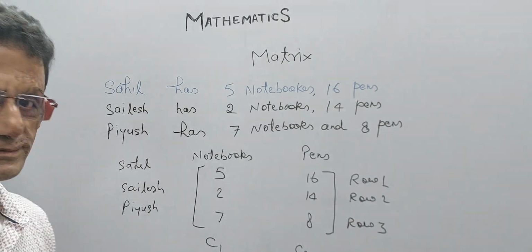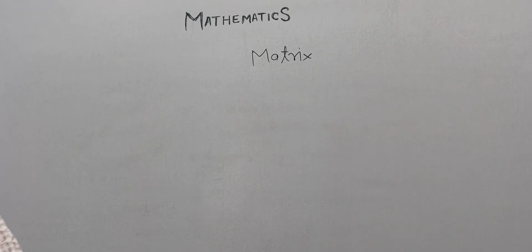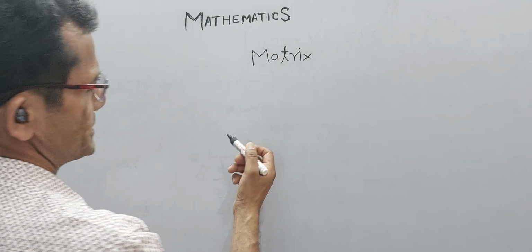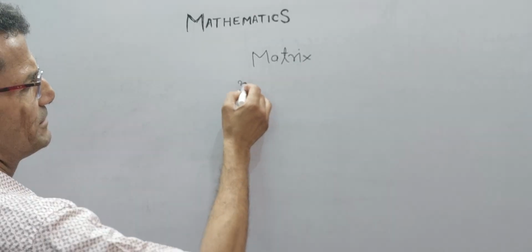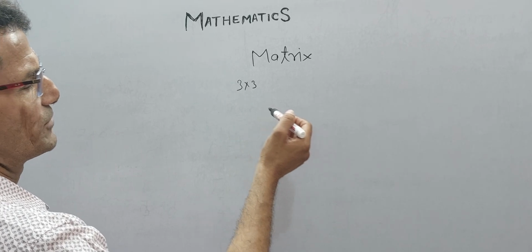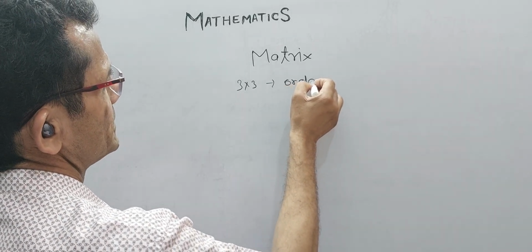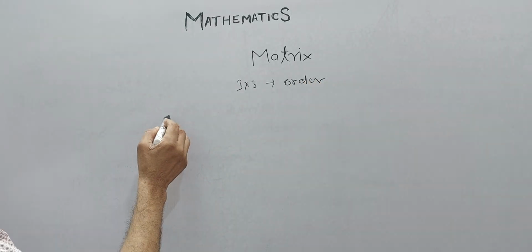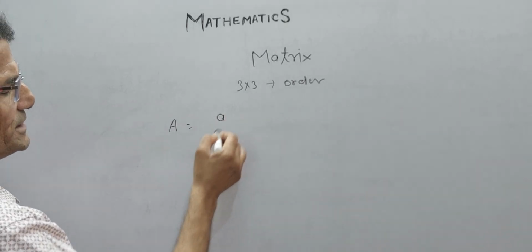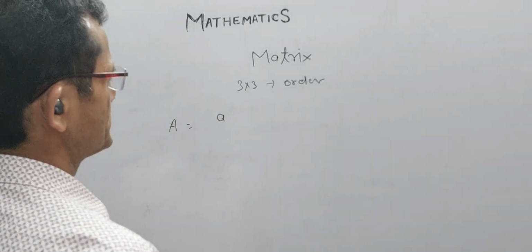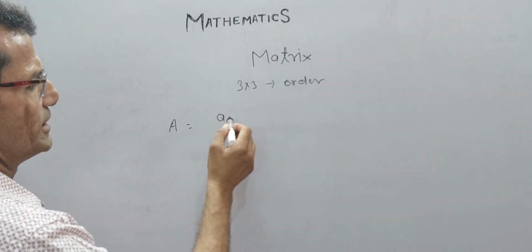How to write these ones? So here let us suppose 3 by 3. Now I am writing a 3 by 3 matrix. This 3 by 3 is known as the order of the matrix. Let us start: matrix representations are written in capital letters. So these are the entries or the elements of the matrix. This is the first row, and here are 3 rows and 3 columns.